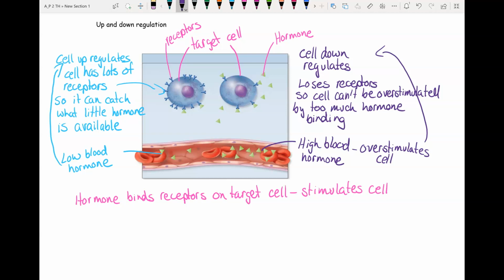Another way to think of this is like the volume. So if I whisper, you can't hear very well. You're probably leaning in close to your computer, maybe turning the volume up. That's upregulating. The volume is low, so you have to tune in and try to catch what little volume there is. If I yell, then you downregulate. You probably moved back away from your computer a little bit and you turn the volume down because you don't want to be overstimulated by the high volume.